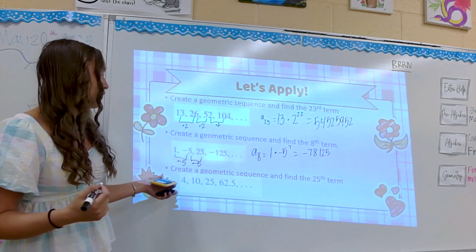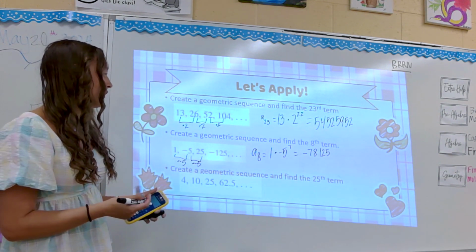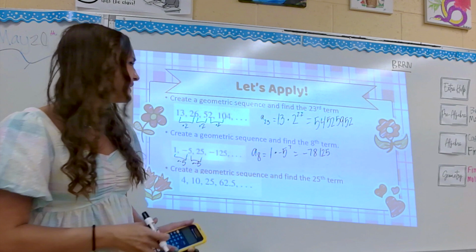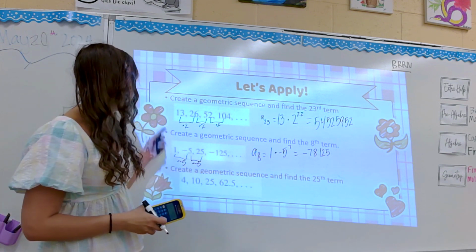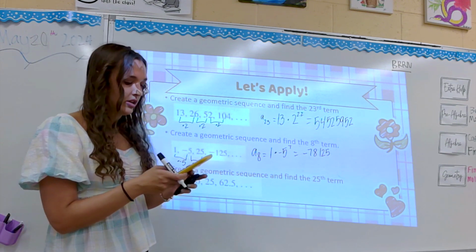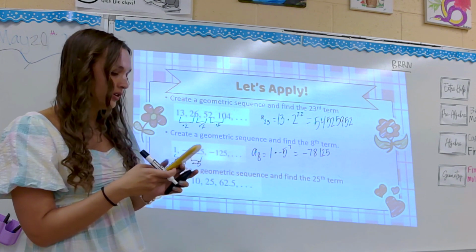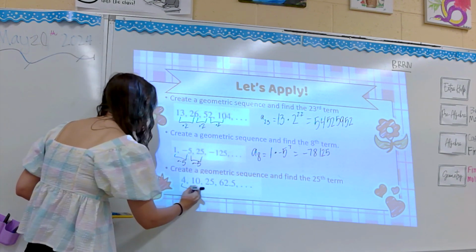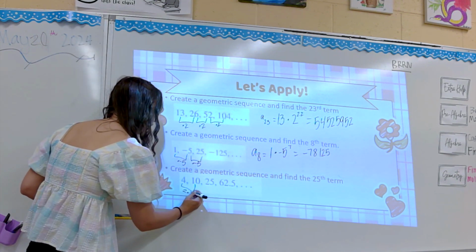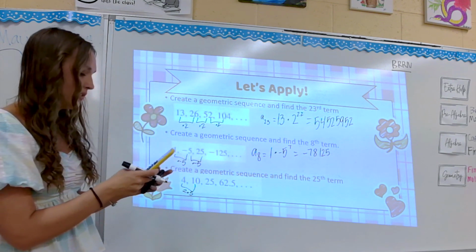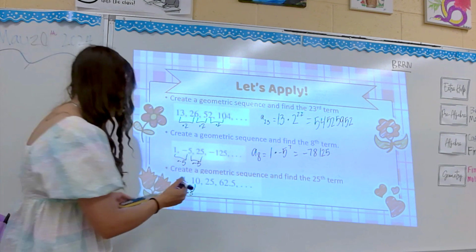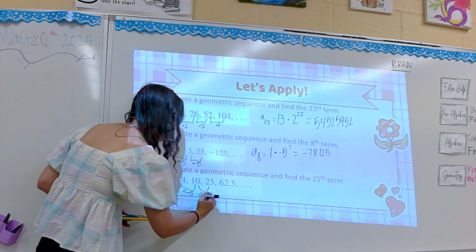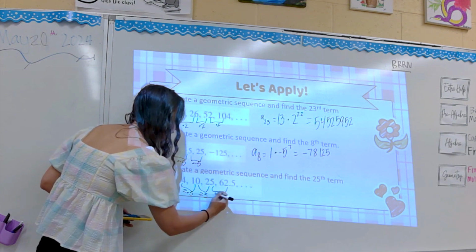All right, now we want to create a geometric sequence and find the 25th term. Well, this one's a little bit tricky. This is not just multiplying by 2 or multiplying by 5. So we look, I'm going to do 10 divided by 4. That gives me multiplication of 2.5. You can leave it as a fraction, I'm going to leave it as a decimal. 25 divided by 10 is also times 2.5. And this one's going to be as well.